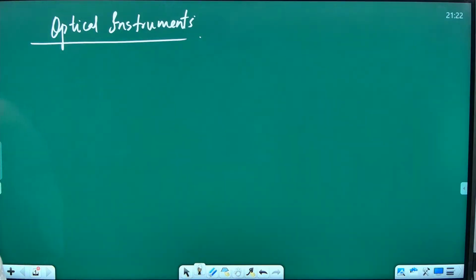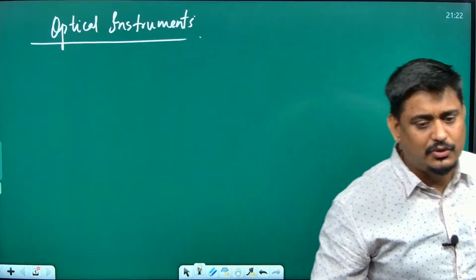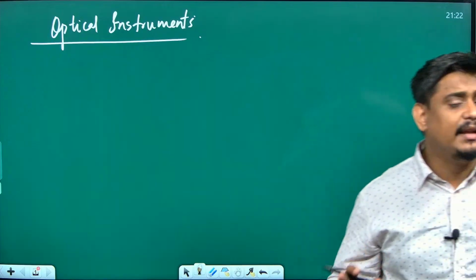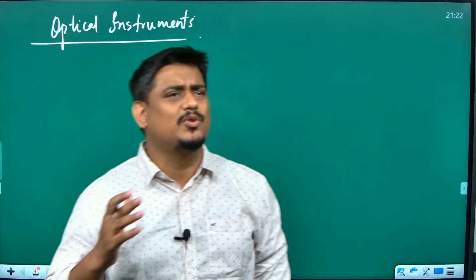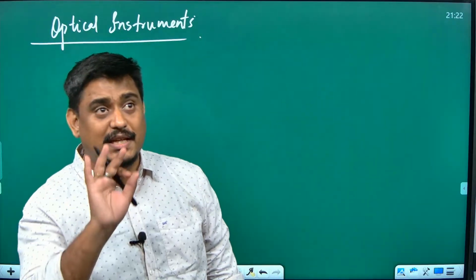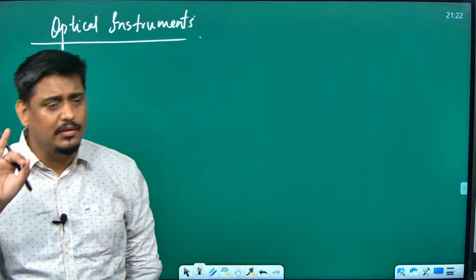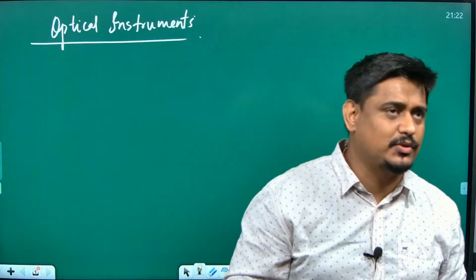In this chapter we have 3 things to study: simple microscope, compound microscope and astronomical telescope, reflecting type and refracting type. The refracting type is there in detail, the reflecting type is just theoretical: Cassegrain telescope and Newtonian telescope, just the theory of that is there. But numerical wise, you have these 3 things: simple, compound and telescope, which is the refracting type astronomical telescope.